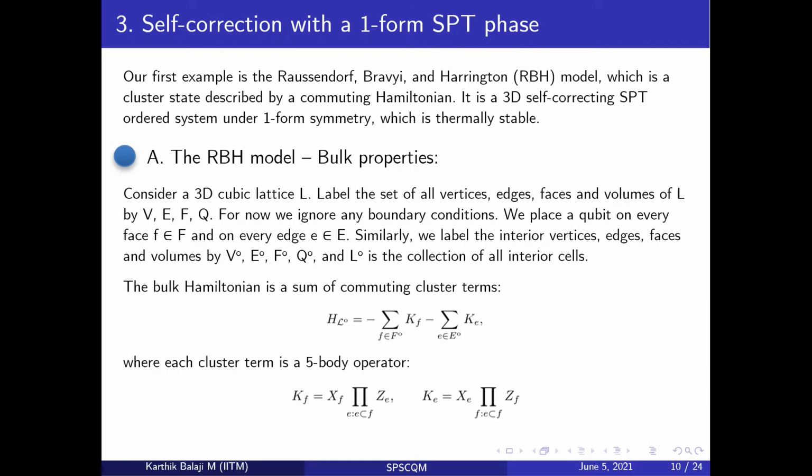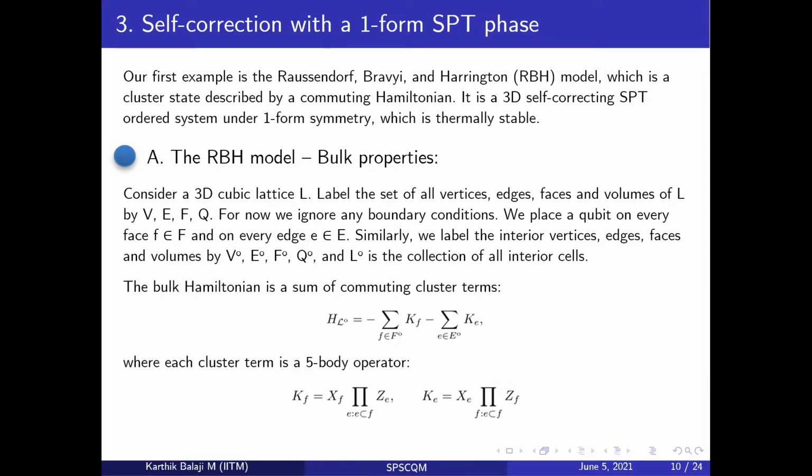Now let's look at the first model that is studied in the paper, which is the RBH model. It's a 3D self-correcting SPT ordered system under one-form symmetry. Let's first look at the bulk properties of the RBH model. Now consider a 3D cubic lattice L and label the set of all vertices, edges, faces and volumes of L by V, E, F and Q respectively. For now we ignore any boundary conditions. We place a qubit on every face and on every edge. Similarly, we label the interior vertices, edges, faces and volumes by V0, E0, F0, Q0, and L0 is the collection of all interior sets inside the lattice.